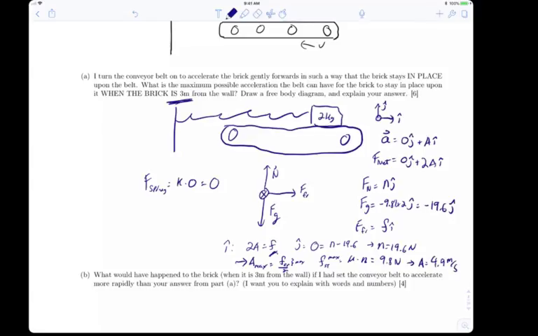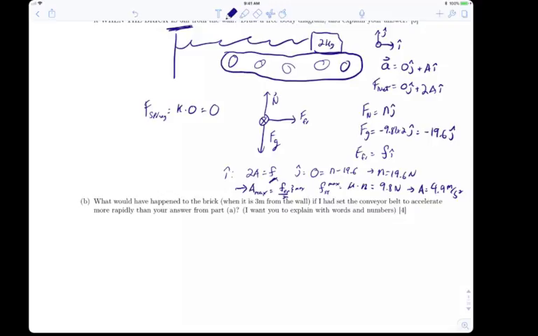So that's the maximum amount of static friction corresponding to an acceleration, divide that by 2, of 4.9 meters per second squared. So that's the maximum I can accelerate the belt without the thing slipping at that point. What would happen to the brick when it's 3 meters from the wall if I'd set the conveyor belt to accelerate more rapidly than the answer from part A? If it was more rapid, it would slip. In other words, the belt would be accelerating faster than the brick would.